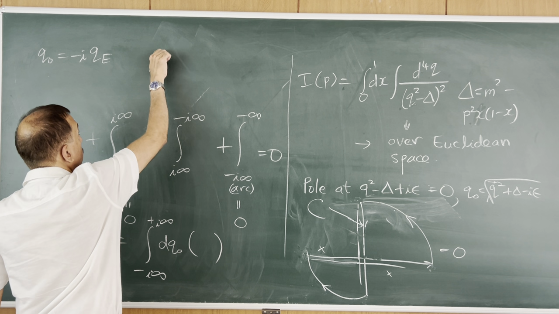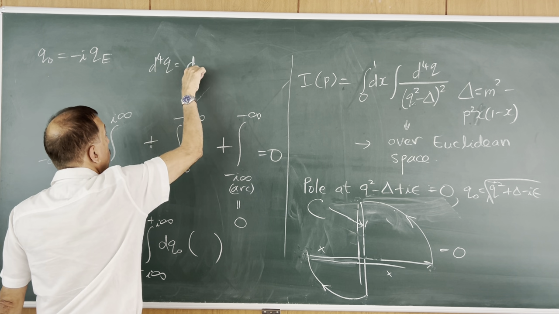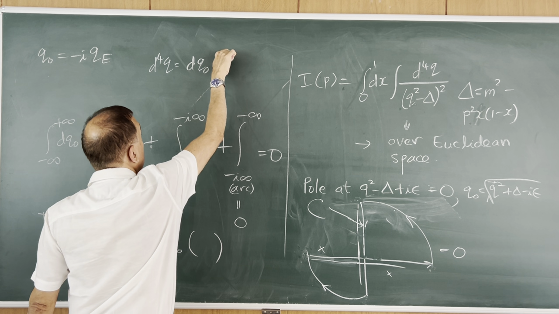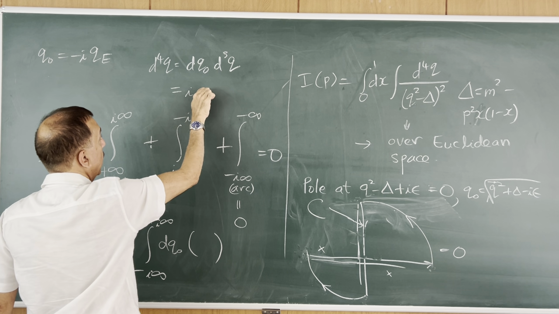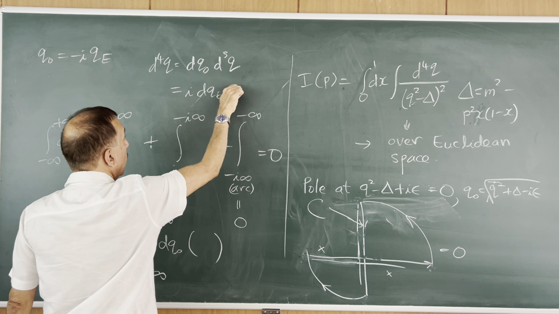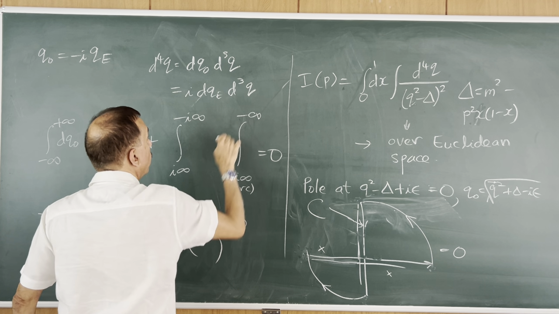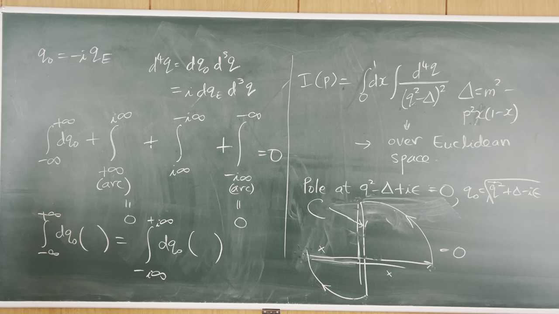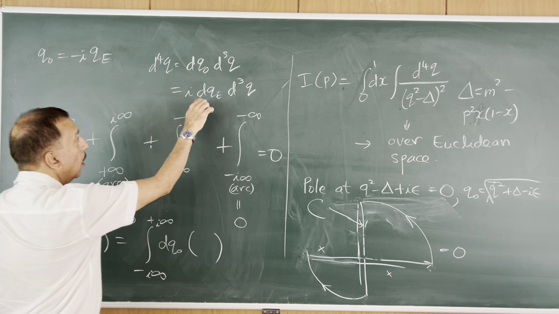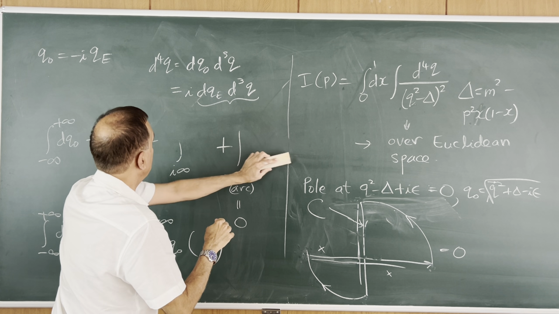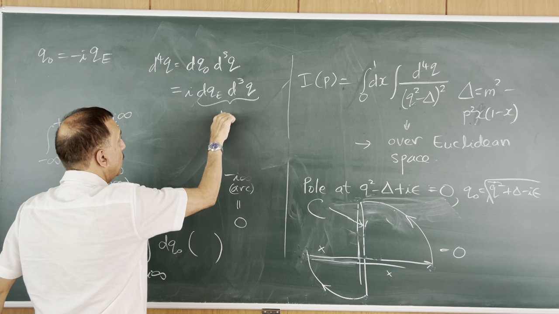So d4q is equal to dq0 d3q. This is equal, from this relation, to i dqE d3q. Okay, I did nothing to the space parts of q, only the time part became this. And so the measure gave me a factor of i. And this whole thing, it's a bit of abuse of notation, I'm going to call it d4qE.